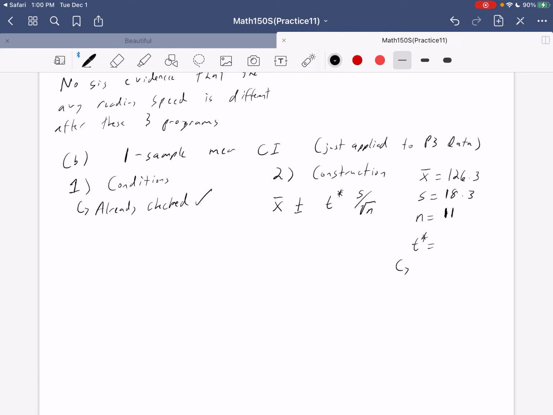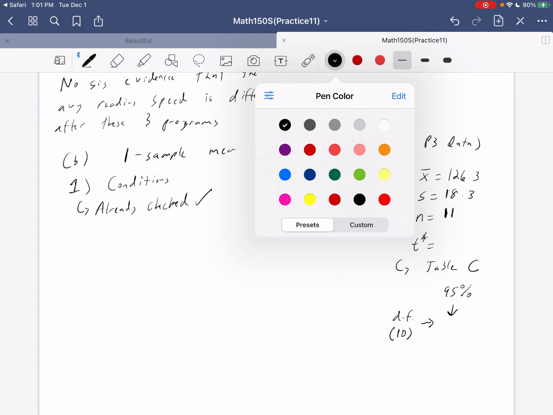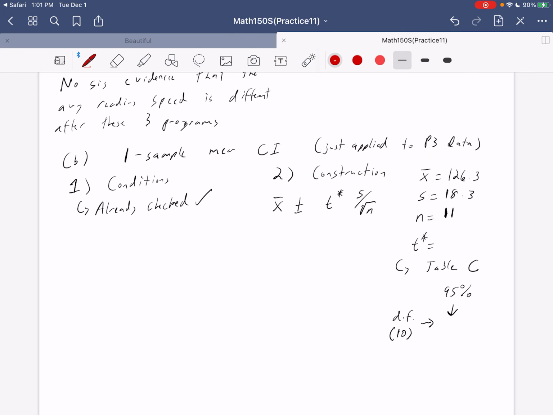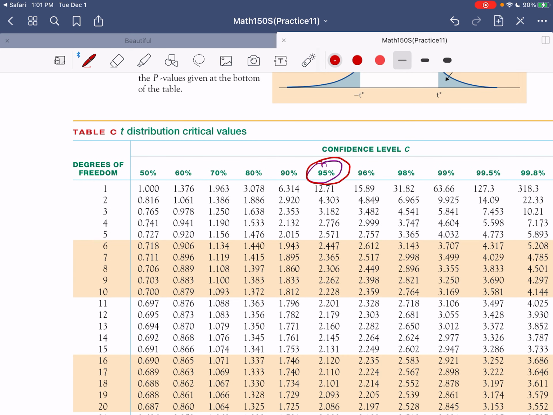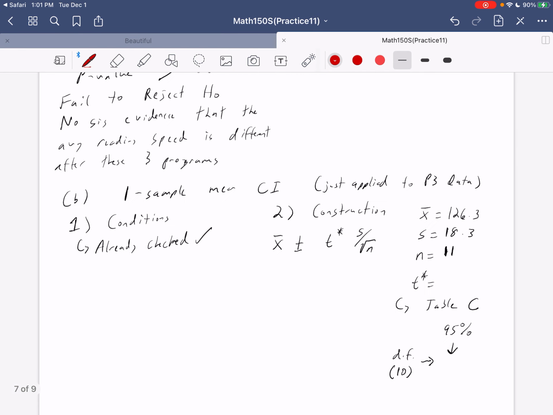What about the t star? Well, we'll have to look that up. This is going to be on table C, 95%, and we'll need to have the degrees of freedom. Remember, for t star, degrees of freedom is 1 less than the sample size. So in this case, degrees of freedom is going to be 10. Put those two together. I guess we can do it in red. 95%, 10 degrees of freedom. Put those together. Looks like we should get 2.228. So our t star in this case, 2.228.